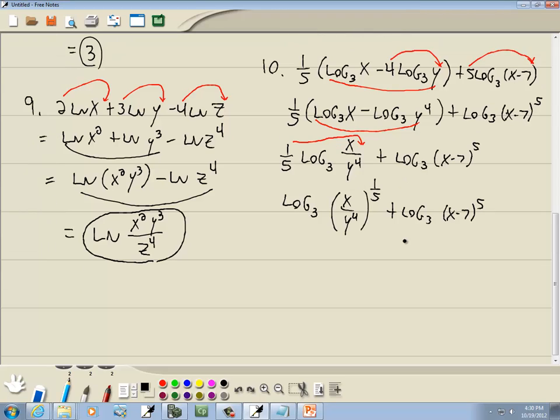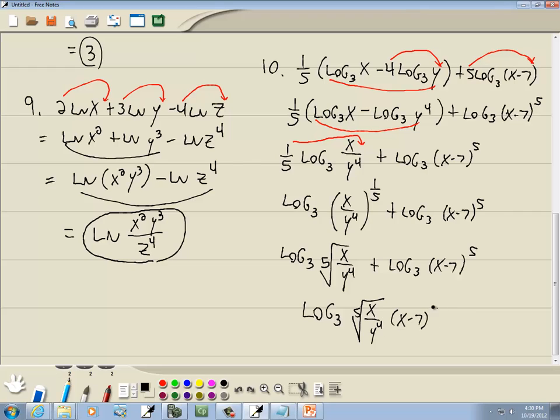Okay, well 1/5 is the fifth root, so I can rewrite that in radical form. Most books will probably do that. Fifth root of x over y to the fourth plus log of x minus 7 to the fifth power. Well, now we have log of something plus log of something, and our property says we can rewrite addition as multiplication. So this becomes the fifth root of x over y to the fourth times x minus 7 to the fifth power. And that's our answer.